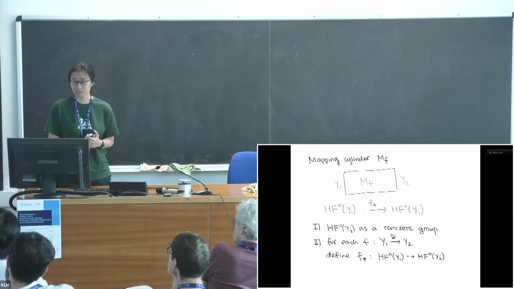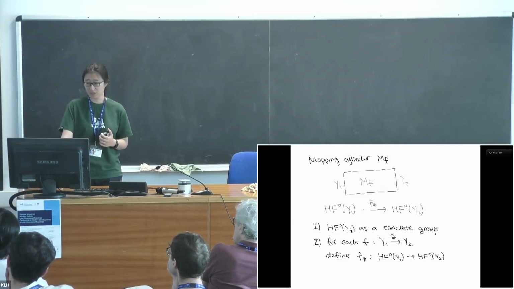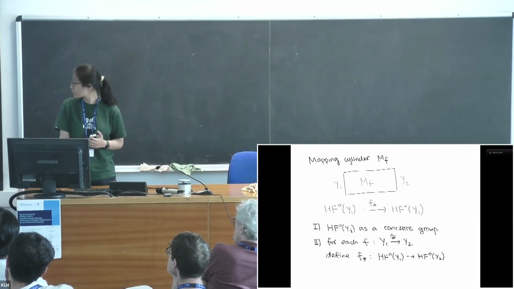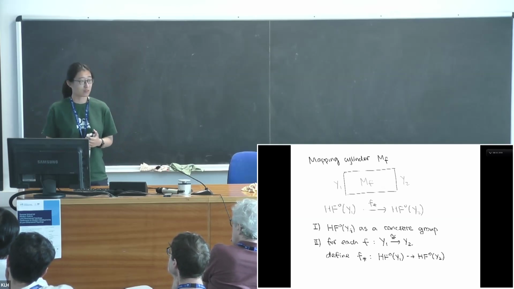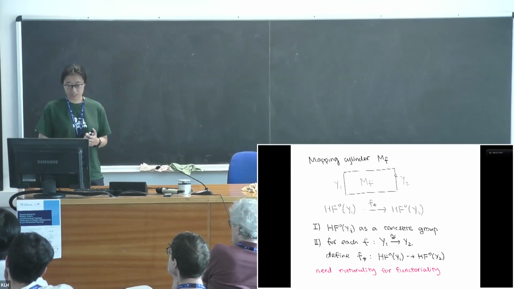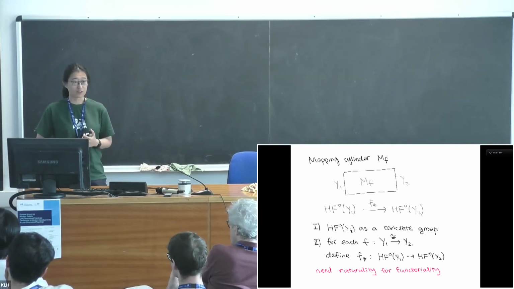So for this, instead of a group up to isomorphism, we want Heegaard Floer homology to be a concrete group. And also, for each diffeomorphism between three-manifolds, we hope that we can define an induced map on the Heegaard Floer homology as well. So we need naturality even for functoriality.